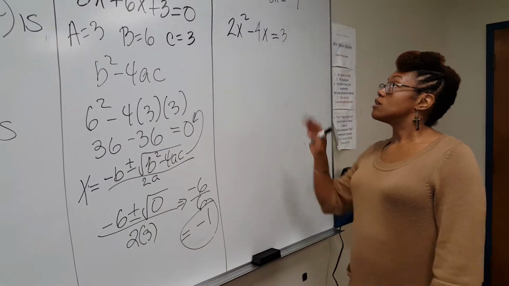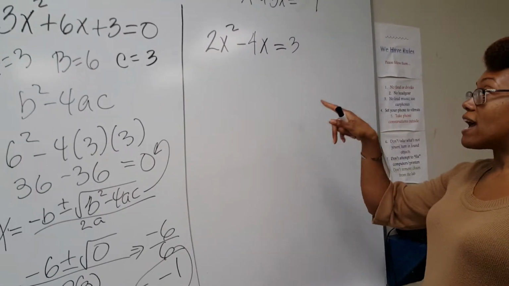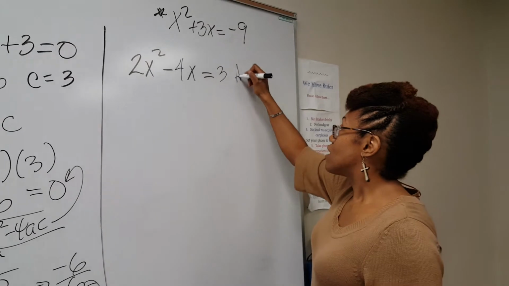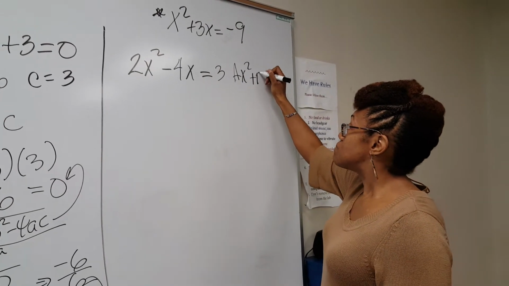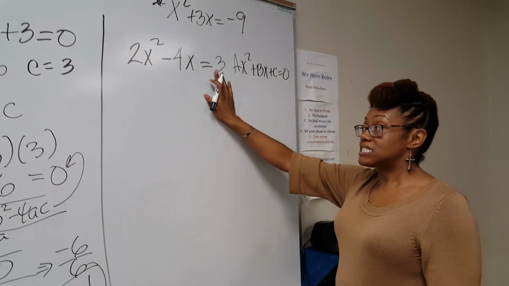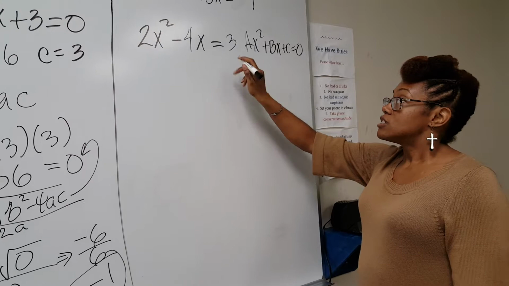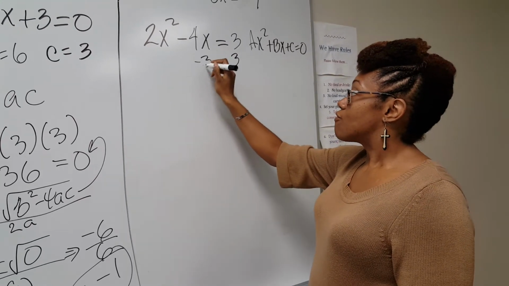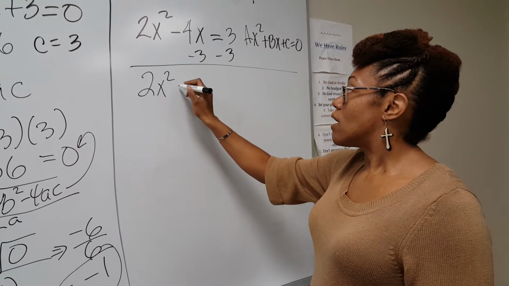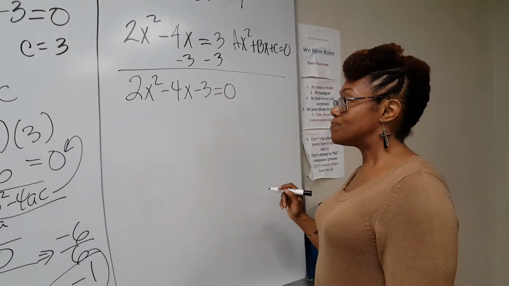Okay, next example. I have 2x squared minus 4x equals 3. Now, is it in standard form? Again, standard form is ax squared plus bx plus c equals 0. It's not in standard form because the 3 is on the other side of the equal sign. So I must subtract the 3 from both sides first. This now gives me 2x squared minus 4x minus 3 equals 0.